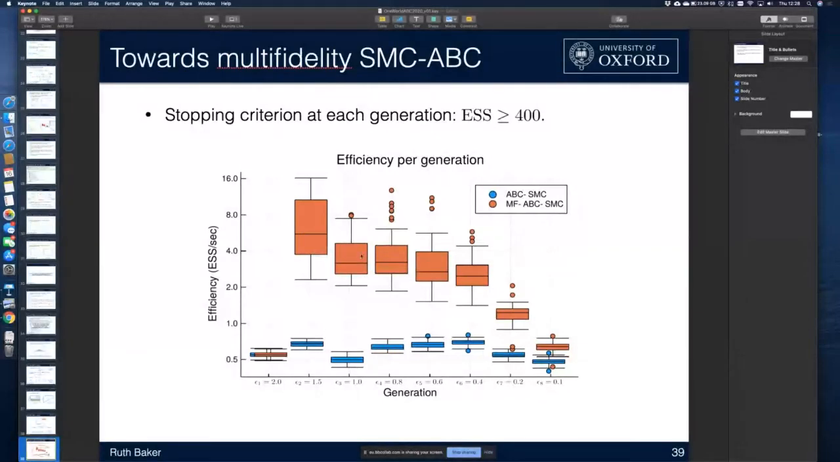And that efficiency is maintained over the middle generations, if you like, and then tails off towards the final generation where you're getting quite close. So your efficiency gains are all made in the intermediate distributions where epsilon is still relatively large.